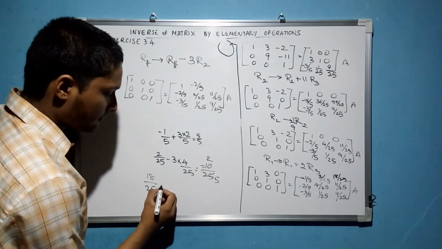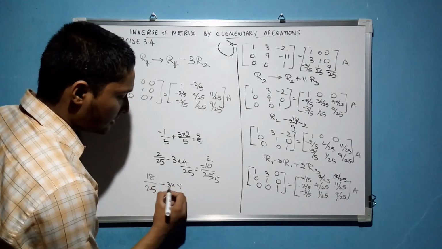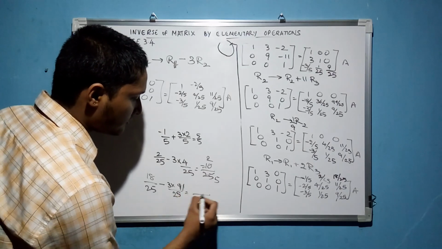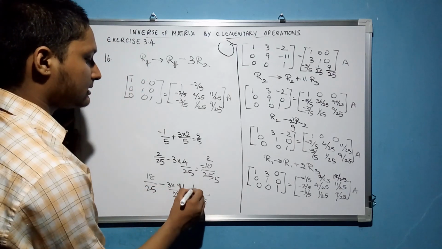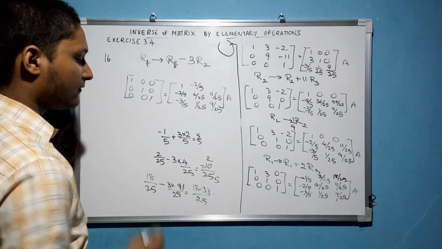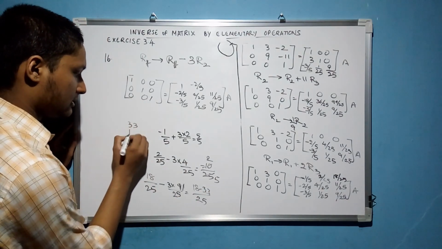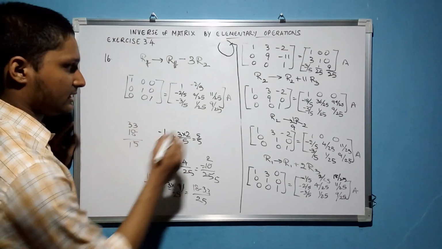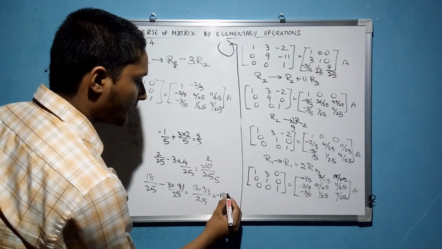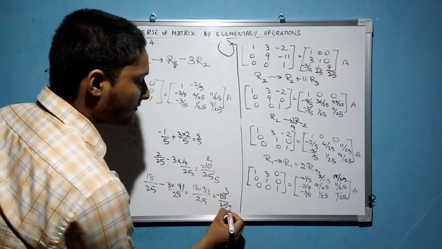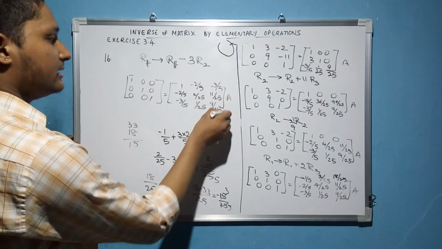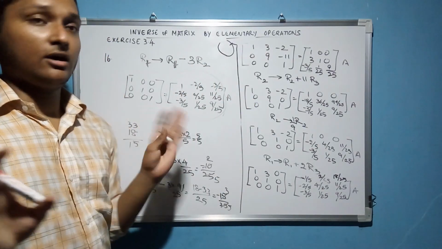18 by 25 minus 3 times 9 by, not 9, 11. 11 by 25. So that is going to be out of 25, 18 minus 33. 18 minus 33 is going to be minus 15, I guess. 15, that is going to be minus 15 divided by 25, that is 3 by 5. So it is going to be minus 3 by 5. So this is the inverse. Somehow we got this inverse after so much time.